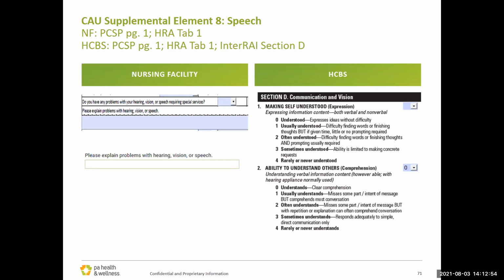For HCBS and nursing facility, we will document in both the PCSP and HRA, very similar spots to our hearing and vision needs. And in addition, for HCBS in section D of the InterRAI, that communication and vision section, excuse me.